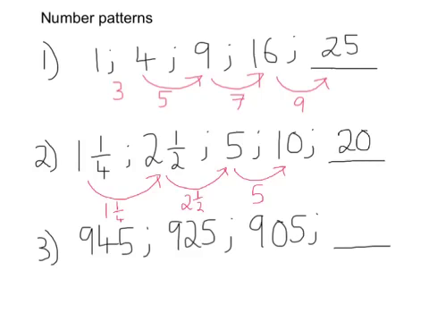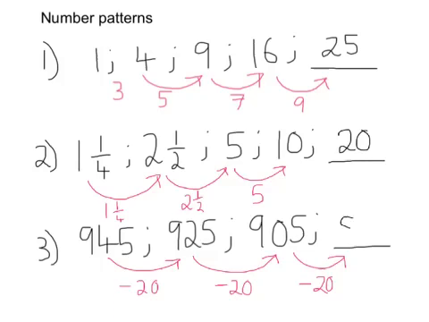Now that's a negative change, and that's a change of 20. So from 925 to 905, that's also a change of negative 20. So fairly straightforward. To get to the next number, we just need to subtract 20, which is going to give us an answer of 885. And we've done the first three questions.